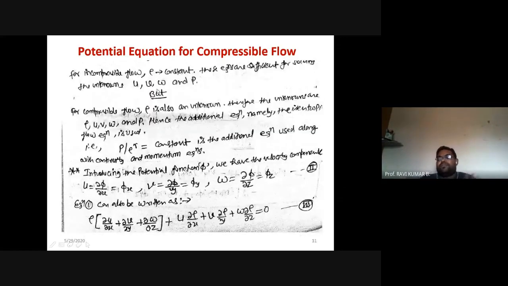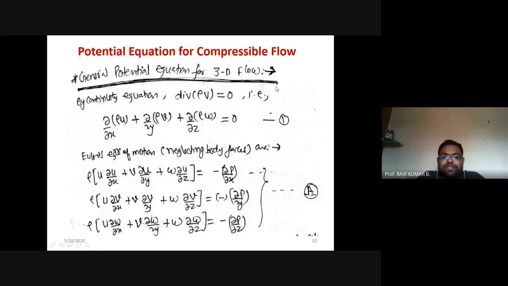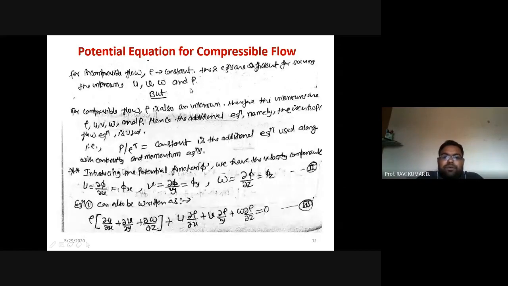So for incompressible flow, we already know density is constant. So these equations are sufficient. These three equations and this one equation put together, four equations, are sufficient to find the unknown parameters u, v, w and p. So all four can be solved. That is the very simple case of incompressible flow.